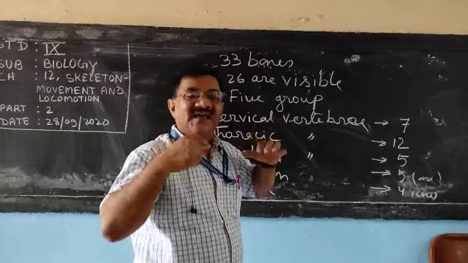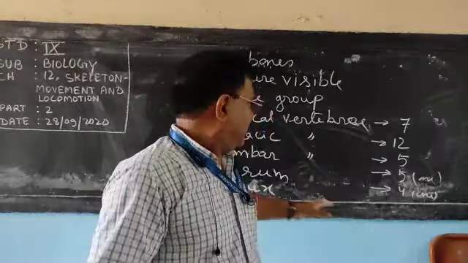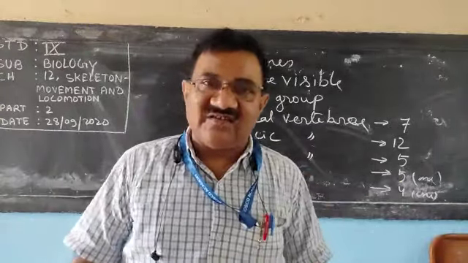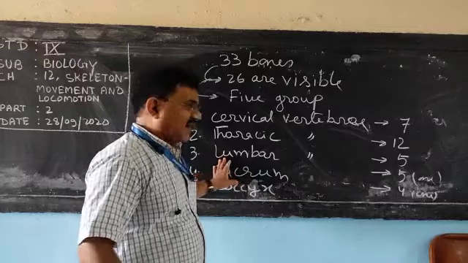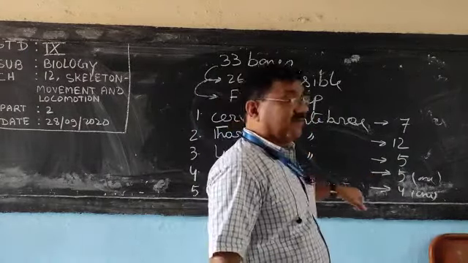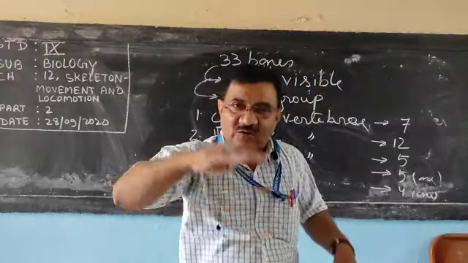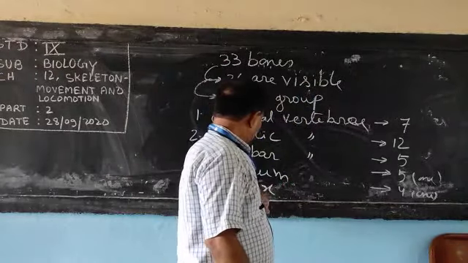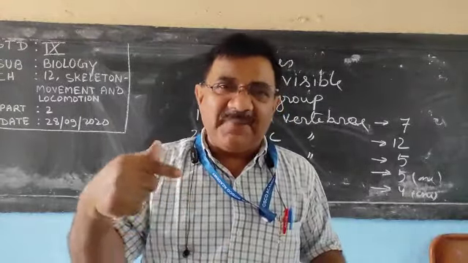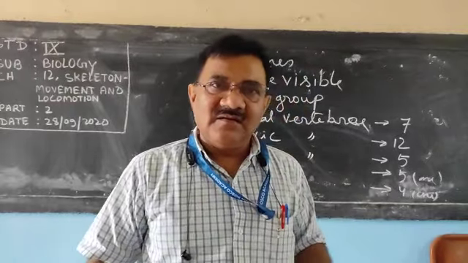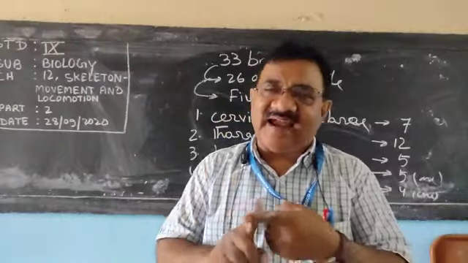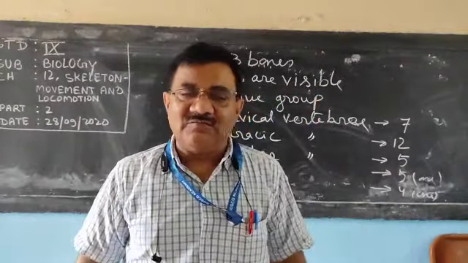Now, let us discuss. Cervical means neck. Thoracic means chest. In the chest we have what? 12 bones are there in the chest cavity. Lumbar, after that 5. And the sacrum 5. Just go down, and the last bone is the coccyx between the hips. 4 bones are there, and they are fused to form a single bone.